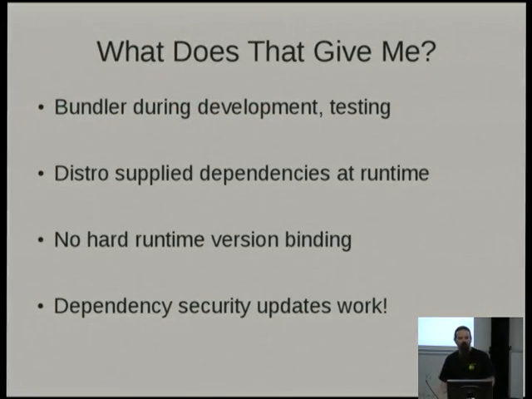What does this all give me? It means that I'm using bundler exactly when I want to use it during development and testing. It means that I am using distro-supplied dependencies at runtime. I have no hard runtime version binding at all. Dependency security updates work because that hard binding has gone away, so we can ship a new Rails package and the application will just use it.